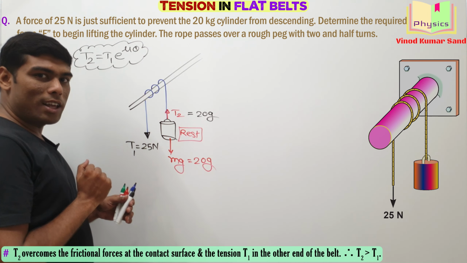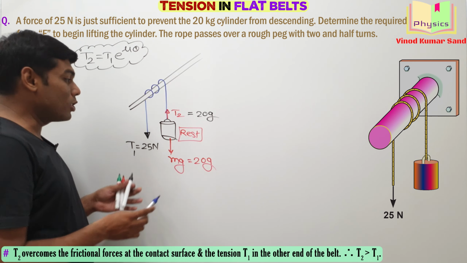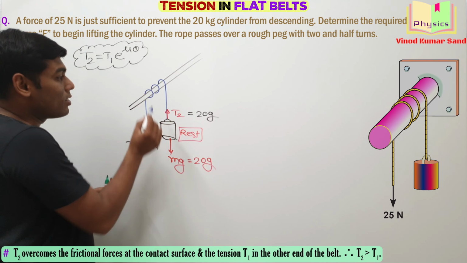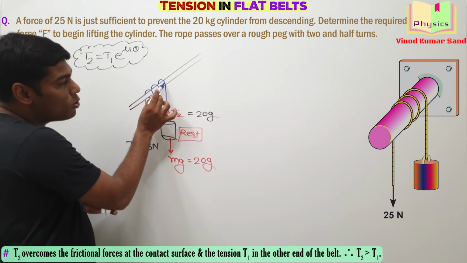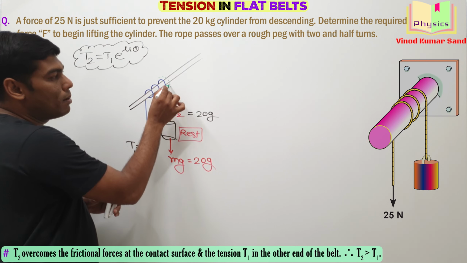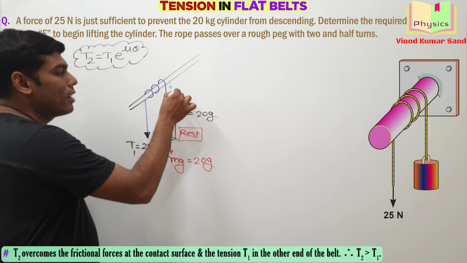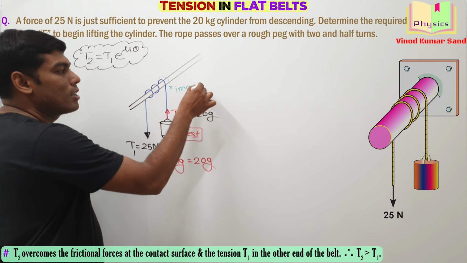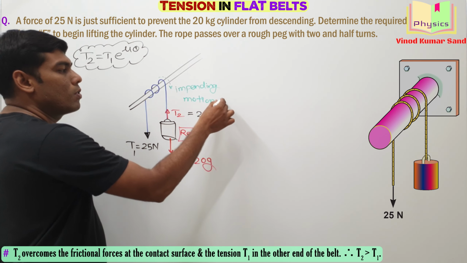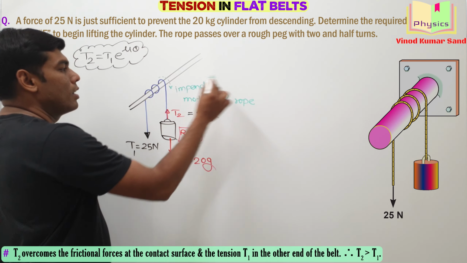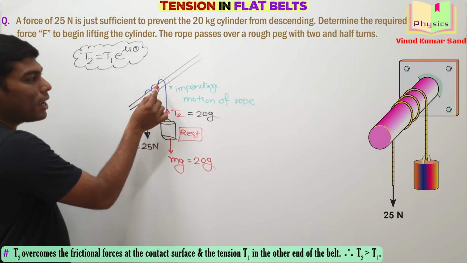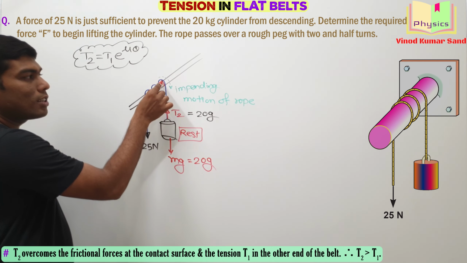Check the initial lines of the question, the first line of the question. Cylinder has a tendency of sliding down like this. Means this rope wants to slide in this direction. I'll indicate impending motion by the green color. You get it? The impending motion of rope is like this. So the friction on the rope will be acting in the opposite direction.